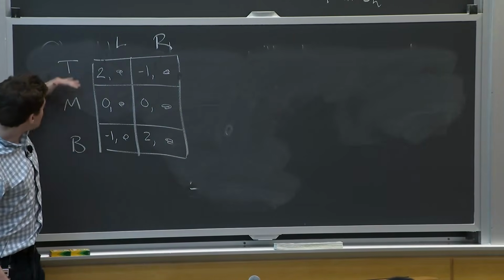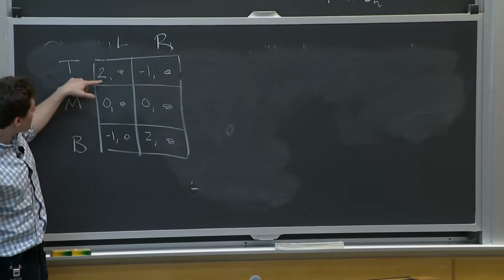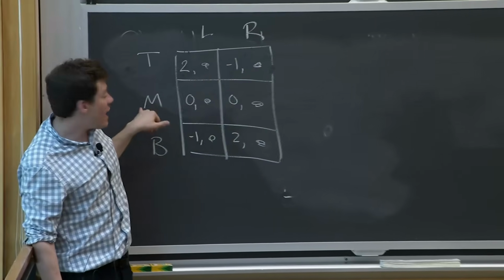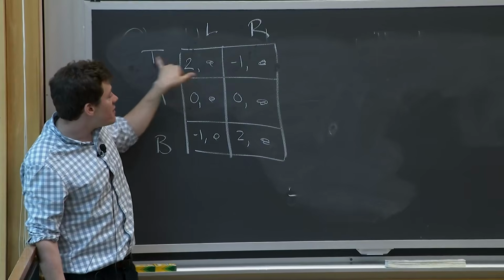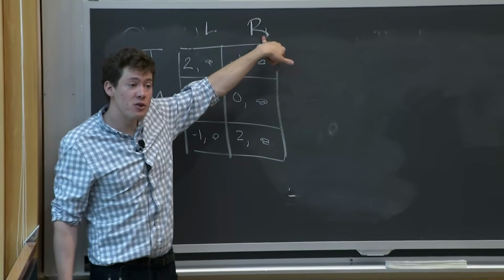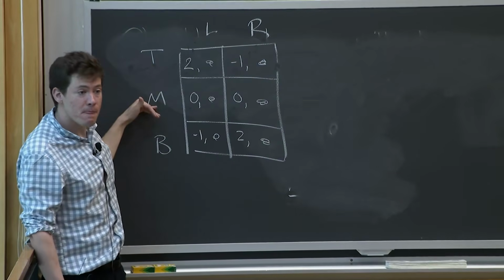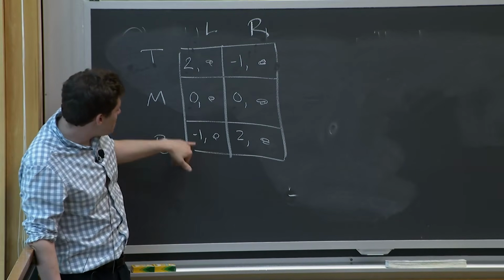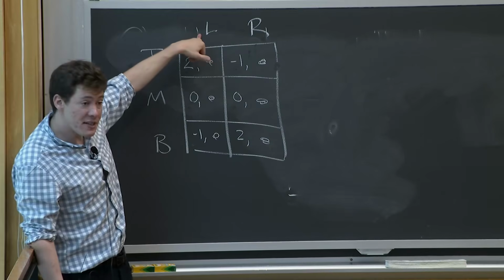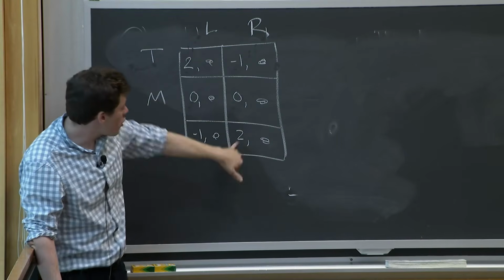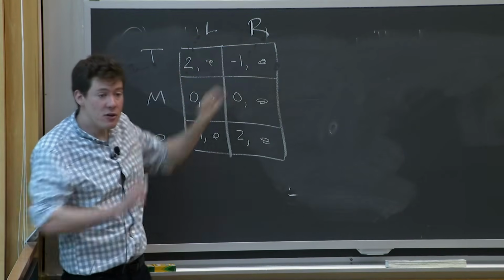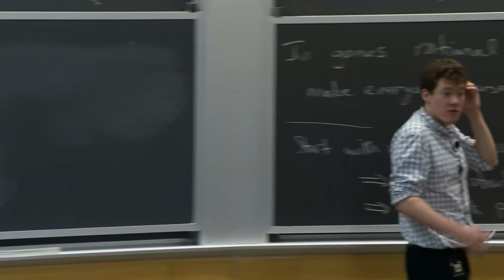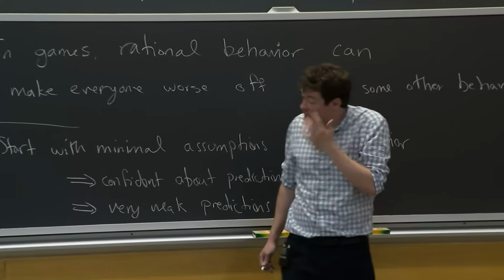Let's go through it. Does T dominate M? Well, you might think so because 2 is greater than 0. But over here we have -1 and 0. So M does better than T if my opponent plays R. So it can't be the case that T dominates M. And similarly, does M dominate B? Well, even though M does better than B when my opponent plays L, M does worse than B when my opponent plays R. And you can go through each of these comparisons and see that no strategy weakly dominates any other strategy. So now we have a bit of a conundrum.